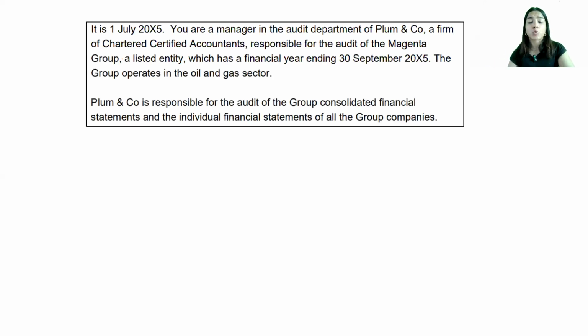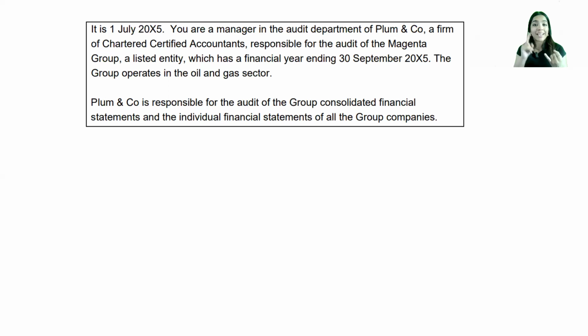Now let's come to our question which was there in our paper. It is 1st July, you are the manager in the audit department of Plum & Company, a firm of CCA, responsible for the audit of Magenta Group, a listed entity which has a financial year ending of 30th September. The group operates in the oil and gas sector. Plum & Company is responsible for the audit of group consolidated financial statements and the individual financial statements of all the group companies. See how important it is for me to read this particular paragraph.